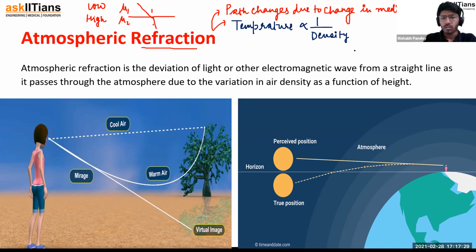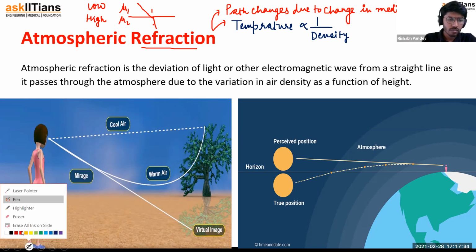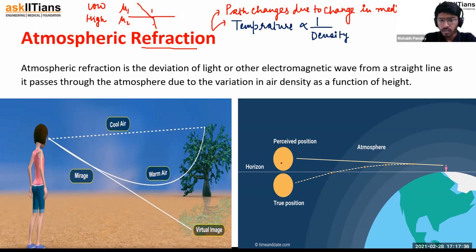Now, let's say here we have a sun, right? This was a ray of light going. As soon as it entered the atmosphere, due to change in temperature and change in density, and various other factors which play their role, it keeps deviating, and then it finally reaches us.